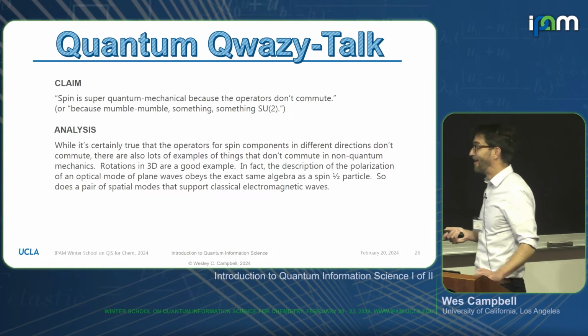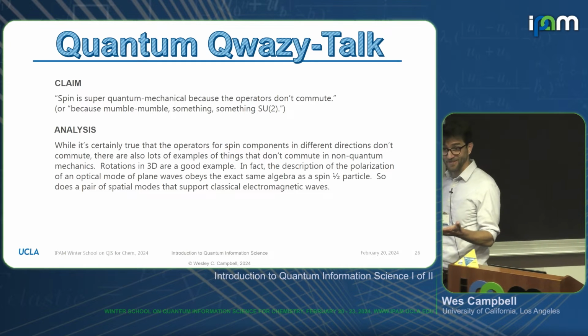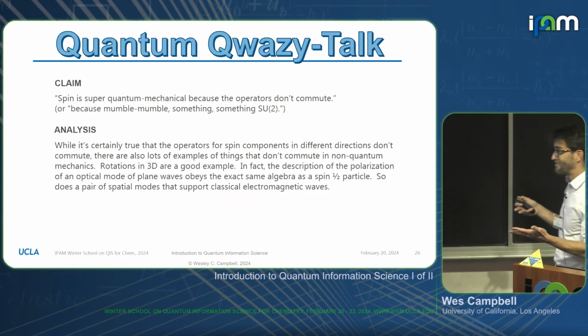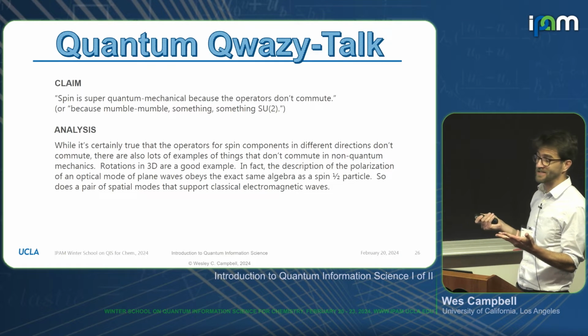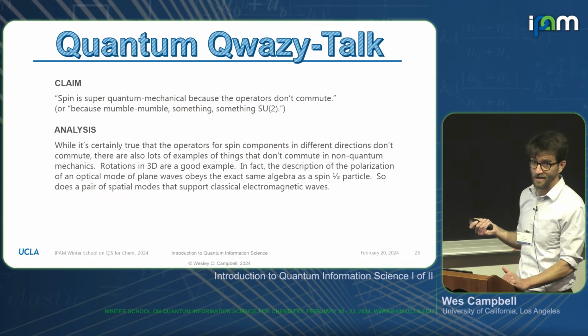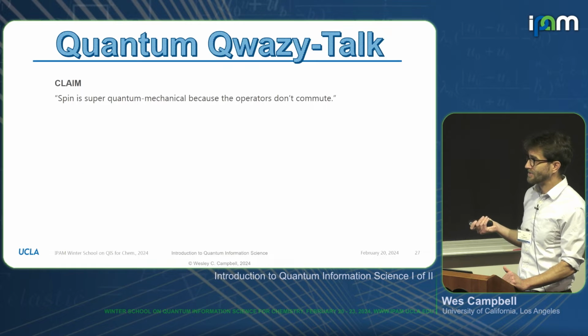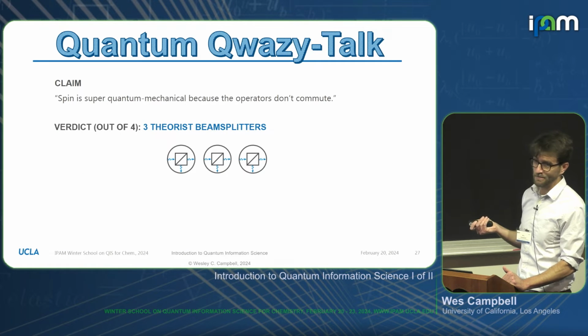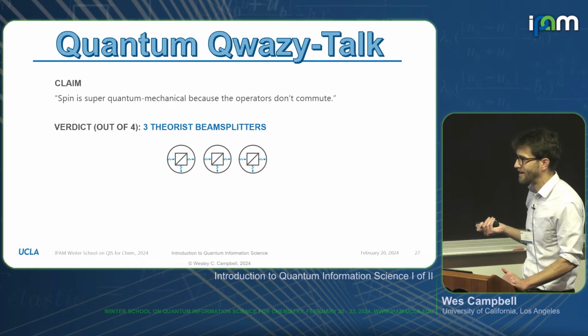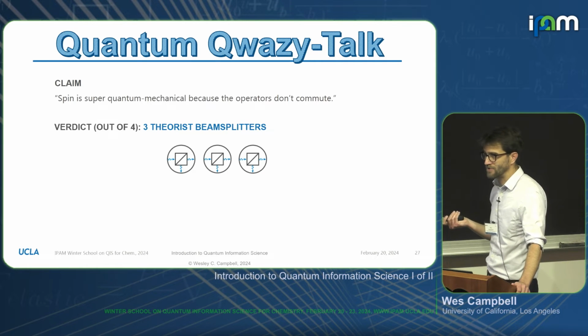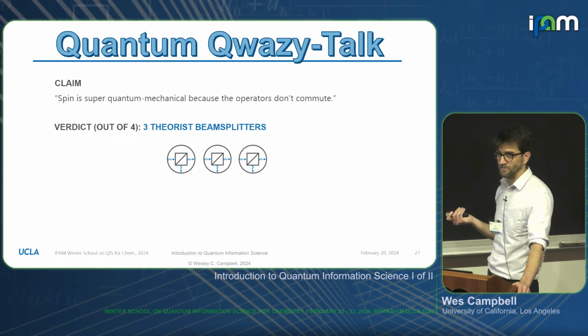Also, just like the polarization of a laser beam, if you want to describe that, you use the exact same algebra as we do for spin. All of these things, all of these operators that I just mentioned, map one-to-one in terms of the algebraic properties of those things. So that's all SU(2), if you know what SU(2) is. So I'm going to give that three theorist beam splitters as well. That's pretty wrong, okay? It's important in quantum mechanics that the operators don't commute, but it's not a very quantum mechanical feature in the sense of not exclusively quantum mechanical.